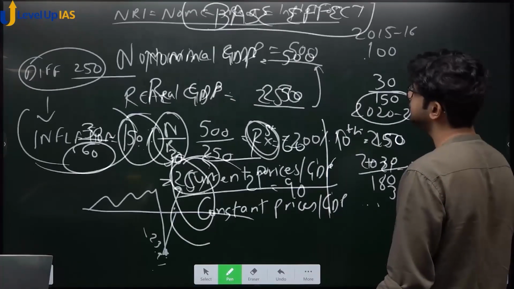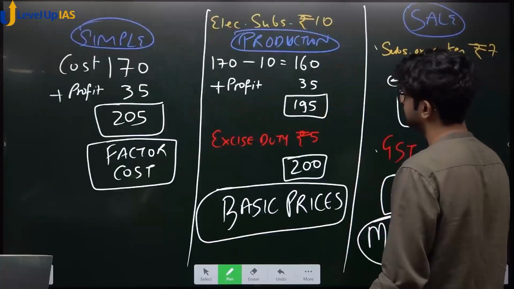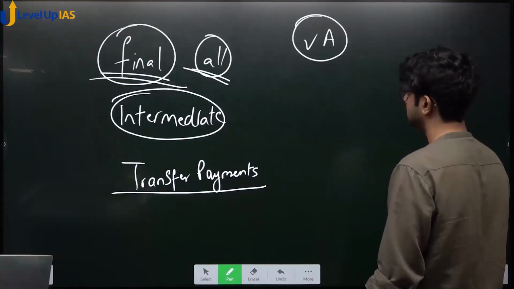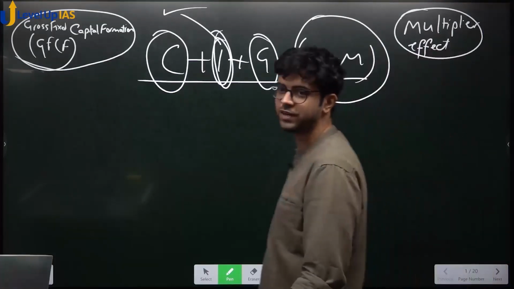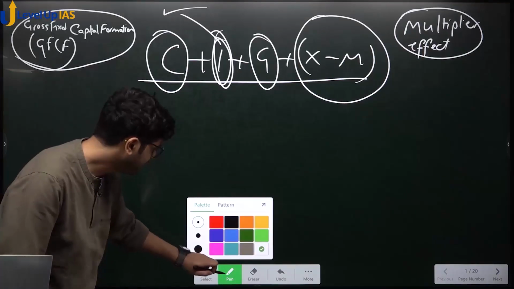Where is my favorite screen? Where is my... this is my favorite screen, right? This I told you I will use this screen. Chalo, now pay attention.